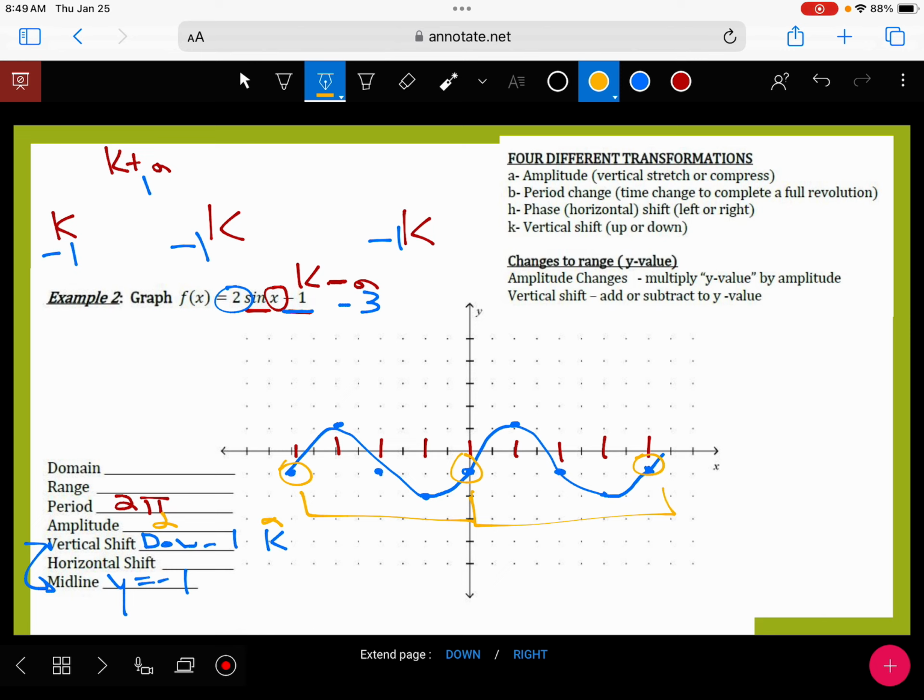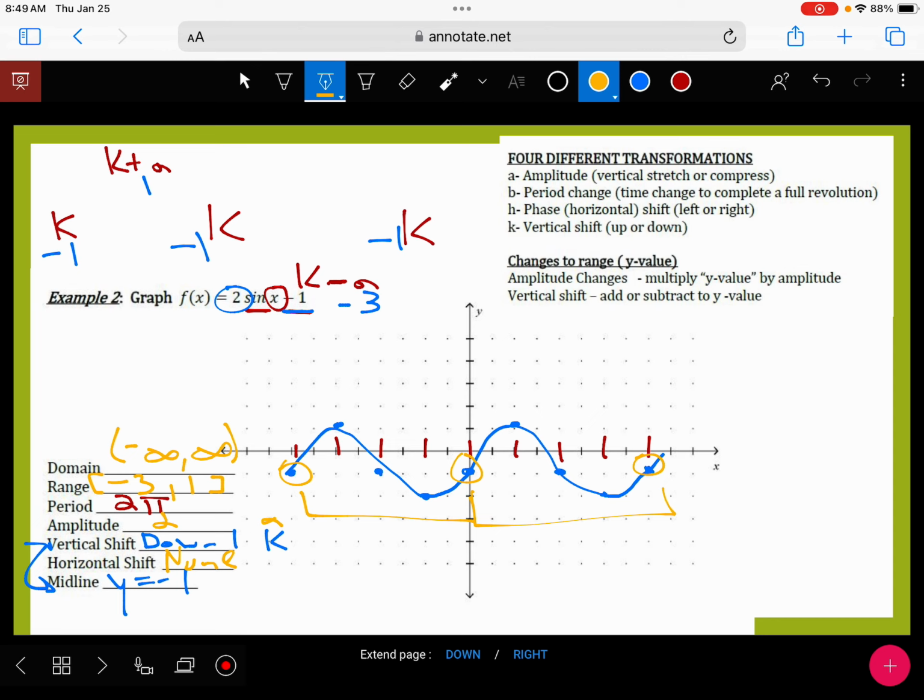Last things we have to fill out, horizontal shift. Once again, there wasn't any. The range, the smallest y value was -3, and the largest one was +1. And we used the hard brackets. And then domain, I wouldn't be surprised if you guys already filled that out. It's the same for all of these, from -infinity to +infinity.